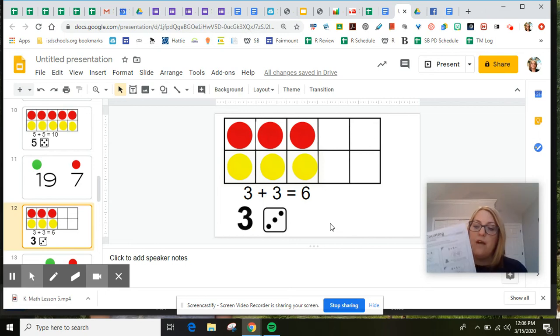Now, that's the very first problem that's on your paper today. 3 and 3 is the same as 6. And you'll see that the frog is even counting, and he's got 3 and 3 more. See if you can give those a try today.